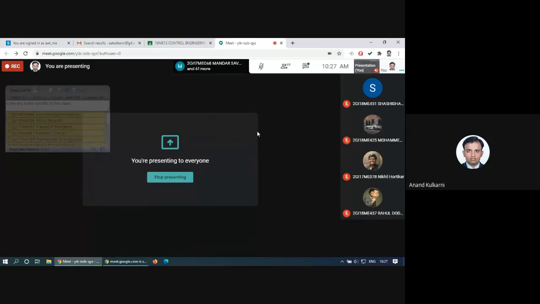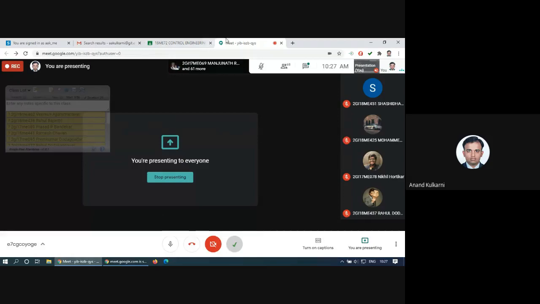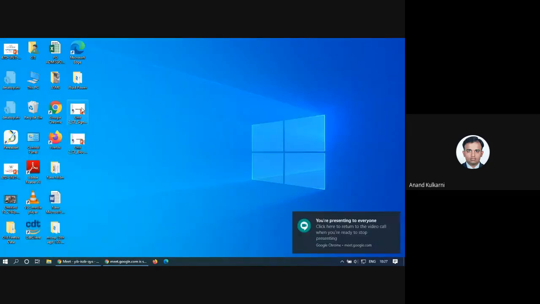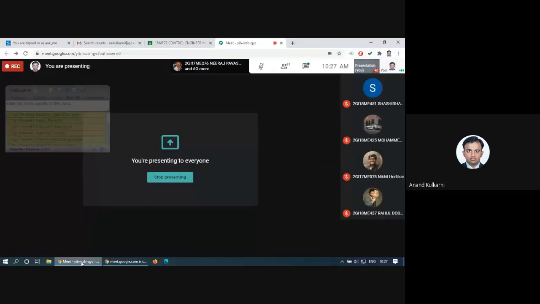Is it done? So now we'll go with the next part, that is signal flow graph. What is the signal flow graph? What is its use? And why is it necessary? That we'll discuss.